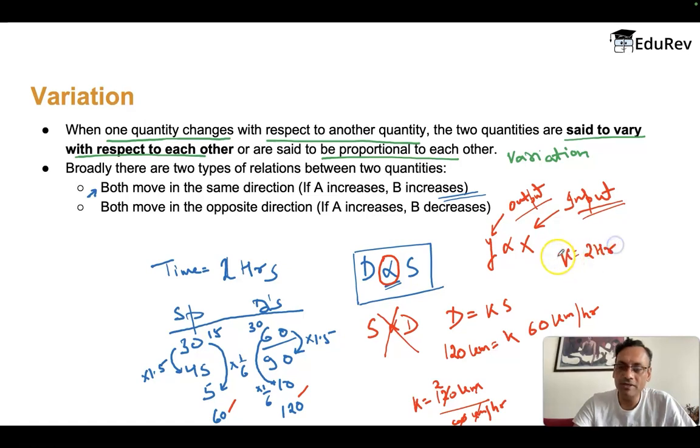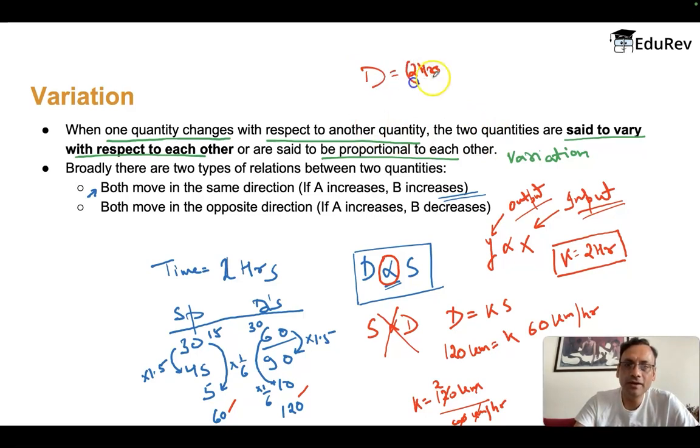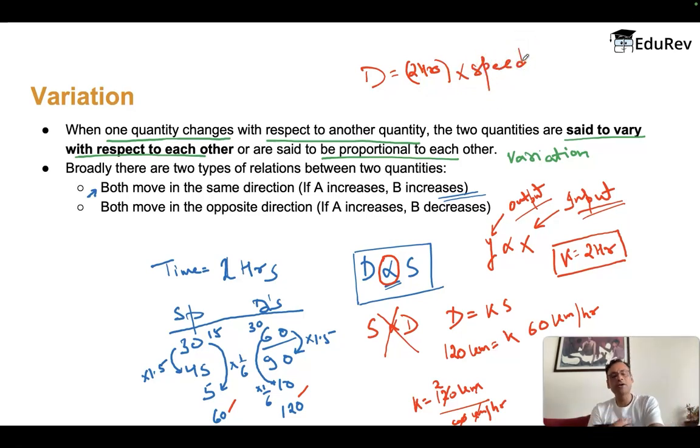And because k is 2 hours, this tells you that k is the unit of time. It is representing time. Hence, distance is equal to 2 hours, which is my constant, into speed. So you can find not only the value of the constant, but also the unit of the constant. So your final equation is distance is equal to 2 hours into speed, because we started by assuming that I am keeping the time taken as constant. So this is your variation. This is a direct variation.